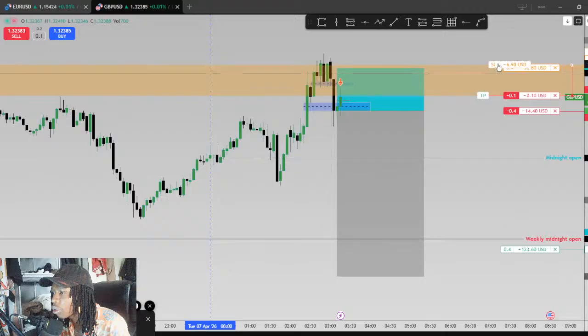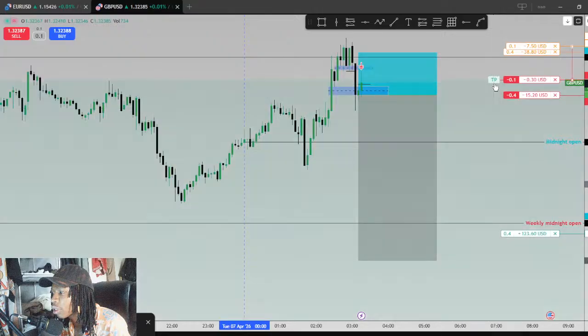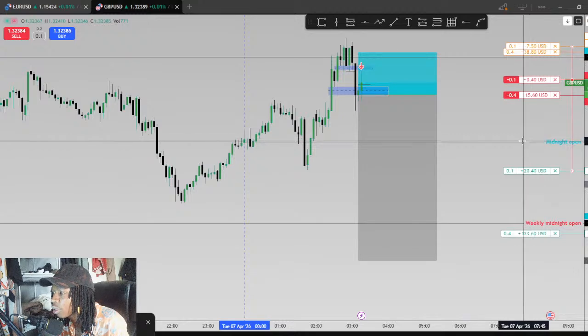My stop loss on this will be this high. And this one, exit will be the low that we have created today. So it'll be some kind of a partial.